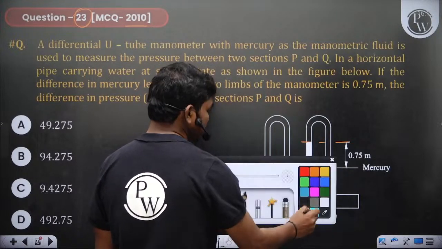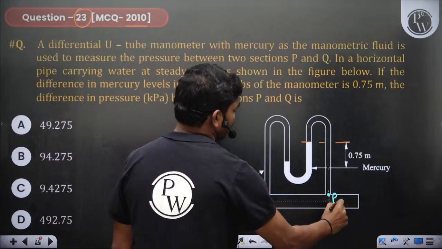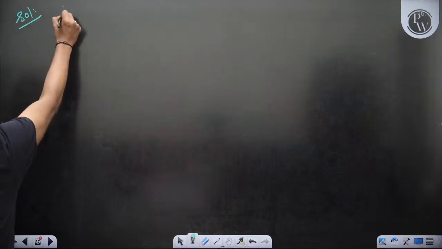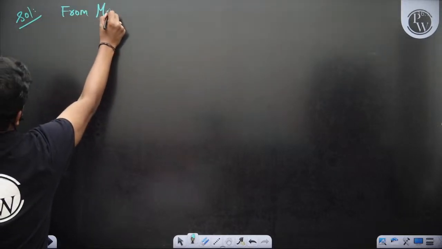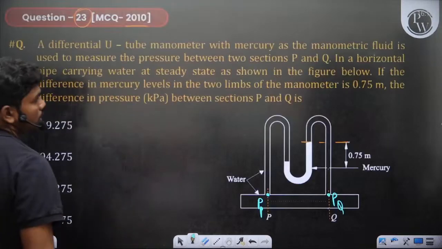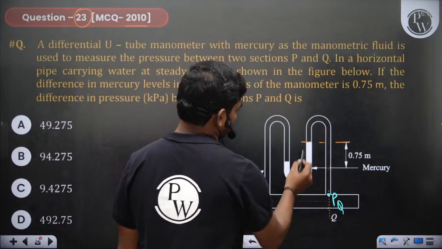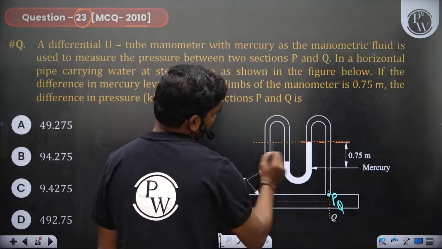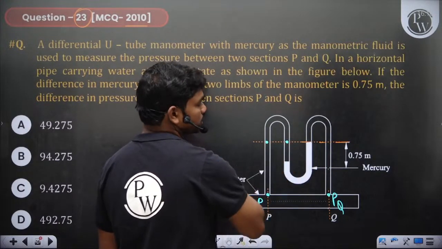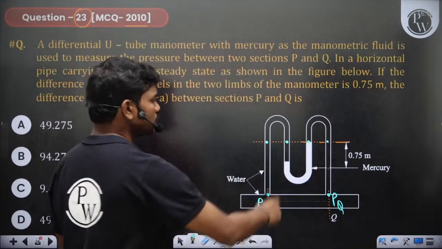So let's say here the pressure is PP and here the pressure is PQ, for example. Okay, then from manometry, so this is an inclined tube manometer. If you take this line like this here, let's say this is the interface. So obviously pressure at this point is same as the pressure at this point because this is a static fluid, and at here is same as the pressure here, and you know the difference also here.